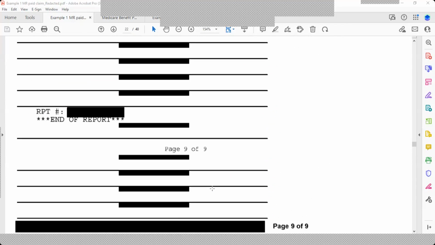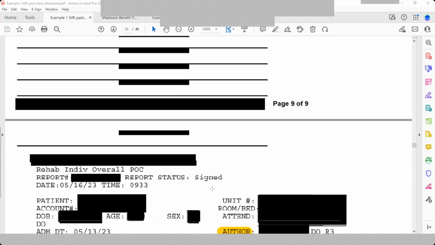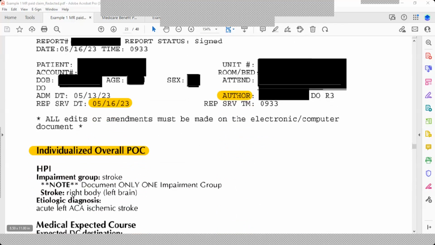These next few pages are comprised of the patient's individualized plan of care. The patient's plan of care was completed on May 16th, 2023. This date meets the requirement of the plan of care being completed within 4 days of the date of admission. It was authored by the resident rehabilitation physician, and then this demonstrates the plan of care was synthesized by the rehabilitation physician, which is also a requirement of the IRF.